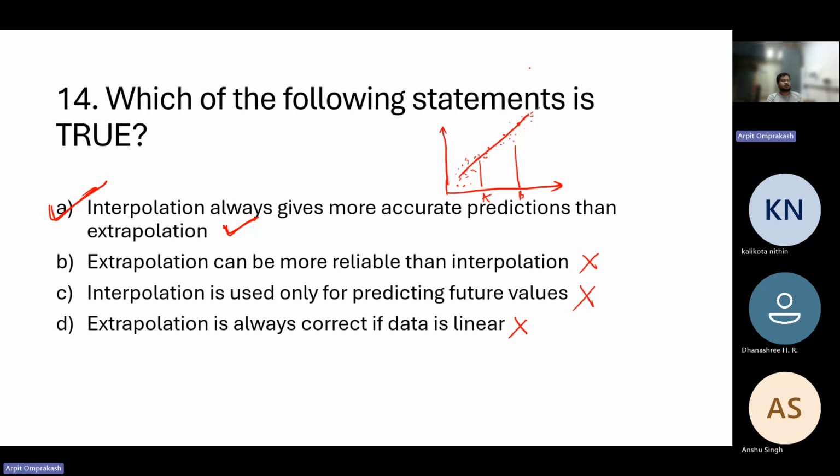Then, interpolation is used for predicting future values. That is incorrect because in interpolation, you have collected all the data in this range. So there's nothing in the future that you are trying to predict, right? What we are doing is basically predicting in between and filling the gaps, right?